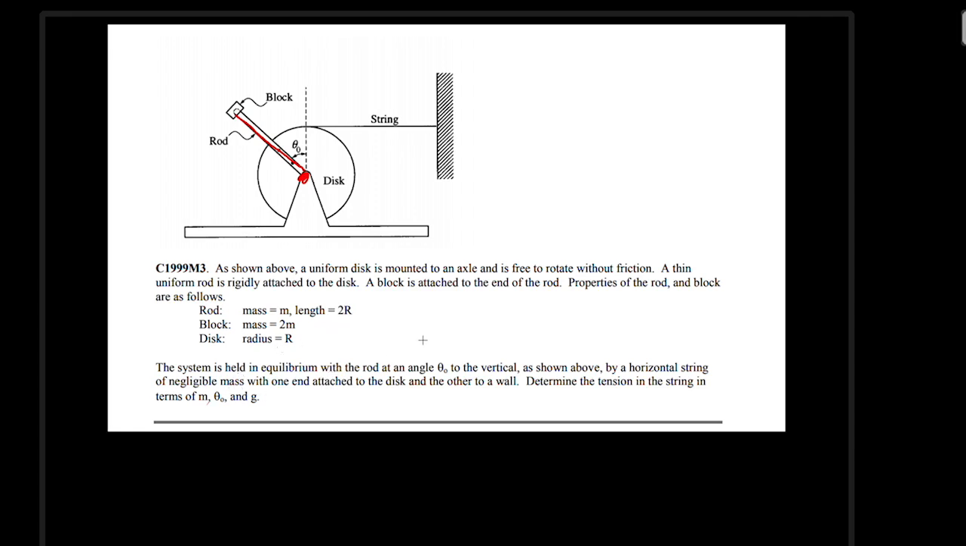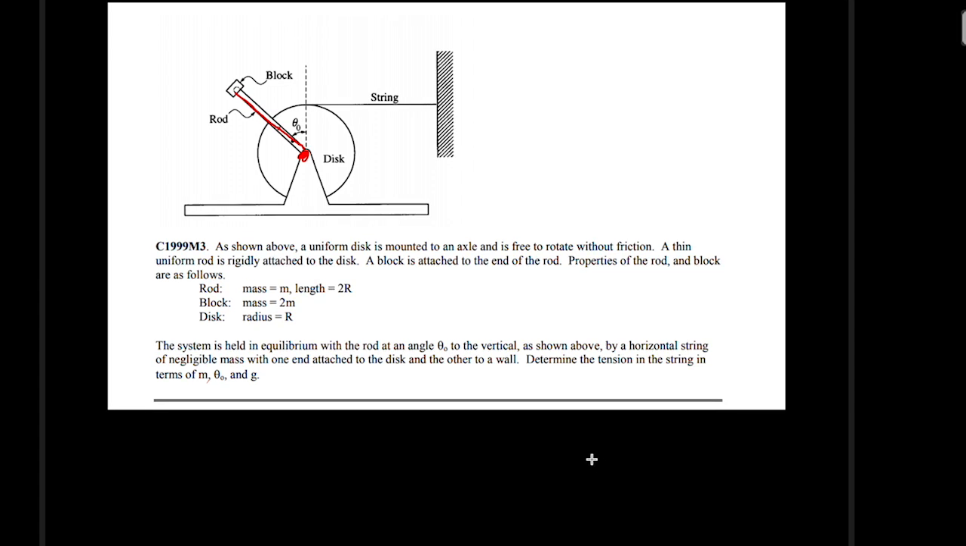The system is held in equilibrium with the rod at an angle theta naught to the vertical, as shown above, by a horizontal string. Okay, so that's this, of negligible mass, with one end attached to the disk and the other to a wall. Determine the tension in the string in terms of m, theta naught, and g.